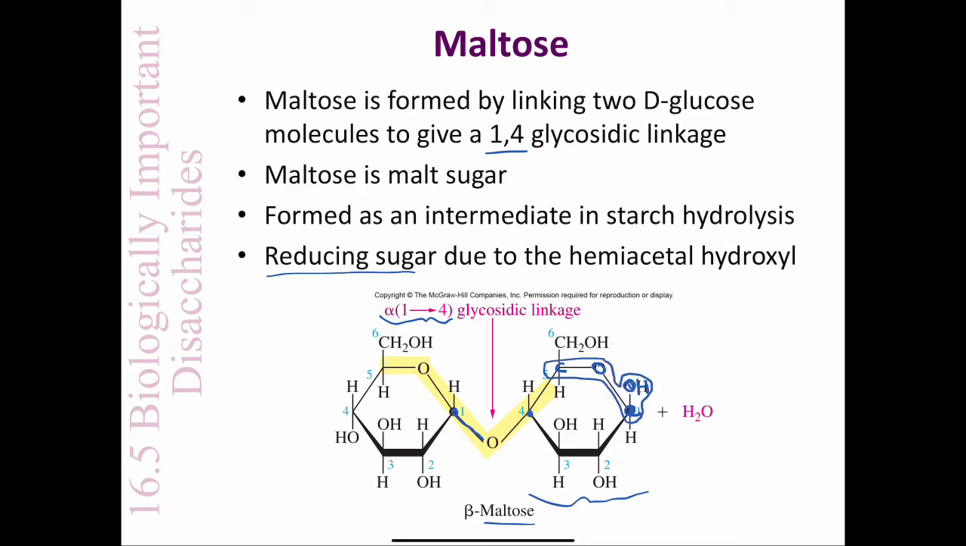And you might remember that when we have a hemiacetal, we have a reducing sugar. So it can reduce copper 2 plus to copper 1 plus, if you remember the Benedict's reagent. So that's what makes this a reducing sugar. So maltose is a reducing sugar, and you should be fully aware of that. You don't have to have the structure of maltose memorized by heart, but you should know that it's formed from 2 glucose molecules. It's linked by an alpha 1,4 glycosidic bond, and it is a reducing sugar.